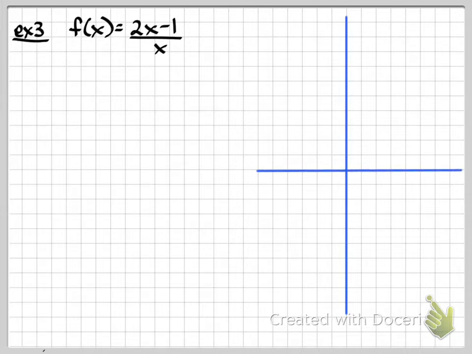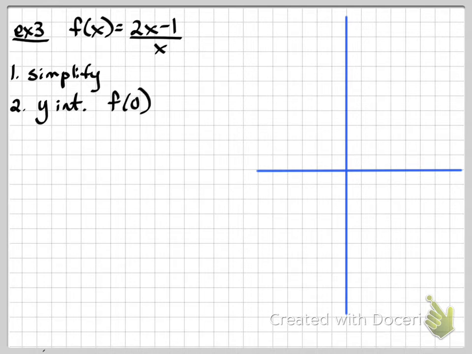Okay, step 1, simplify. Does the numerator factor? No. Does the denominator factor? No. So it won't simplify, and nothing's going to mark out for us. So, nothing we can do there. Step 2, find the y-intercept. How do we find the y-intercept? It says to do f of 0. So, you're going to put zeros in for the x. Oops, got division by 0. That's a no-no, so no y-intercept.